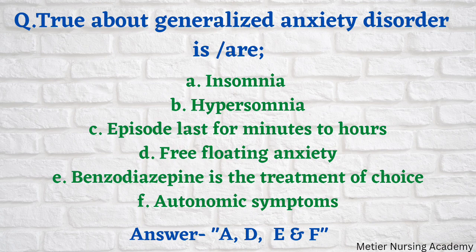Why? In generalized anxiety disorder, insomnia will be there. Free floating anxiety: always the person will be having some kind of anxiety, either about the future, the past, or the present, about what is going to happen. Always there will be some kind of anxiety, that is called free floating anxiety. And benzodiazepines, as we just discussed in the last question, are the first drug of choice for generalized anxiety disorder, like alprazolam. And autonomic symptoms like nervousness, restlessness, muscle tension will be experienced. Because of free floating anxiety, the person will be having insomnia, but hypersomnia will not be there, and an episode lasting minutes to hours is not right. These two things are wrong answers.